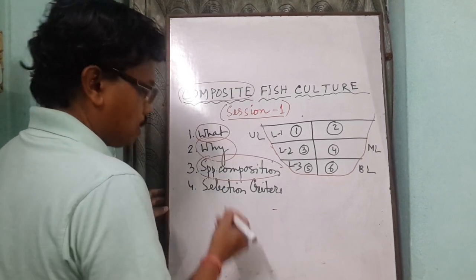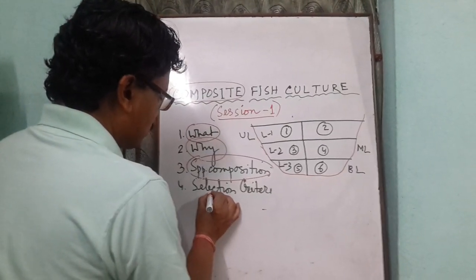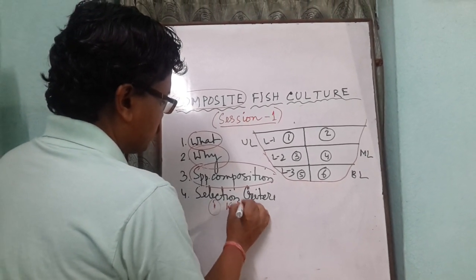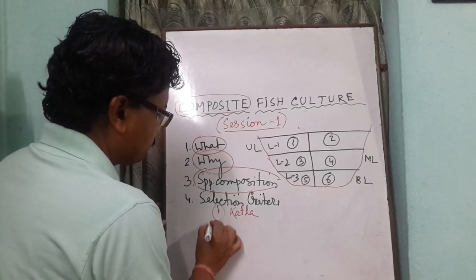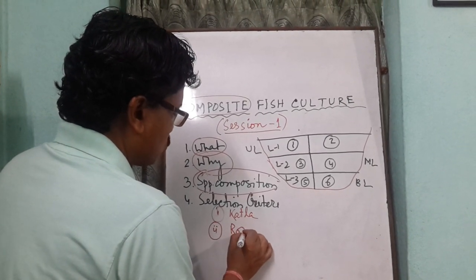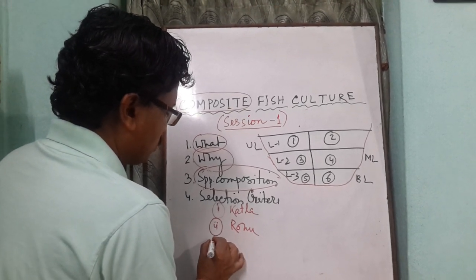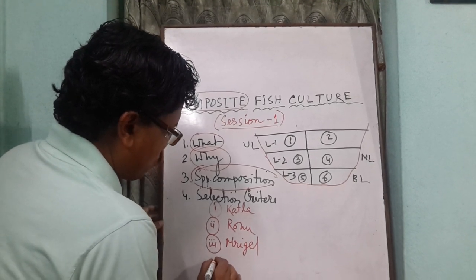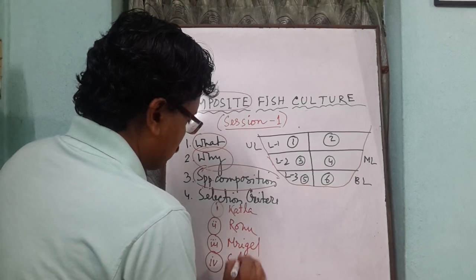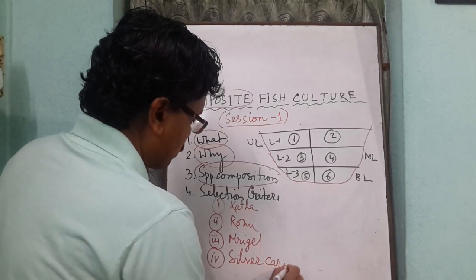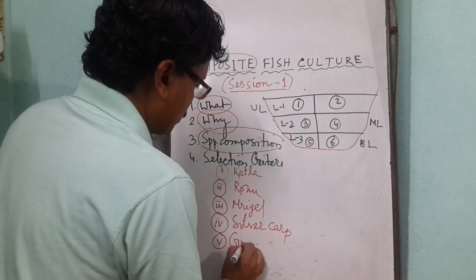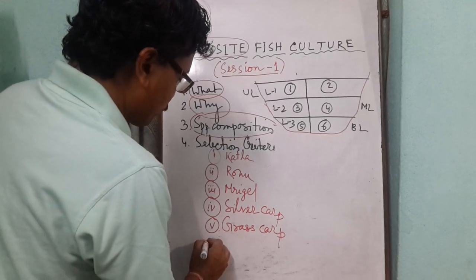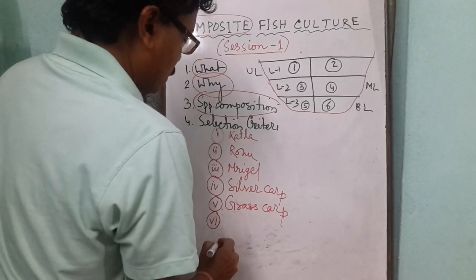What are the species? Number 1, Katla. Number 2, Rohu. Number 3, Mrigal. Number 4, Silver Carp. Number 5, Grass Carp. It is a carp culture technique, grass carp. And number 6, Common Carp.